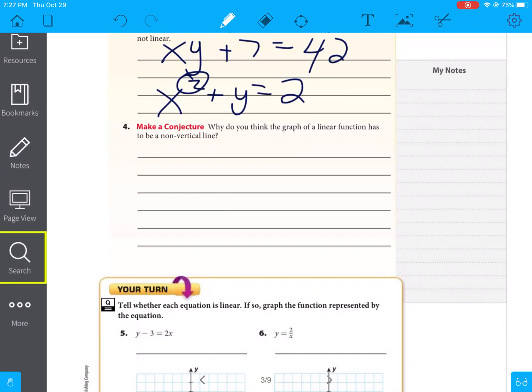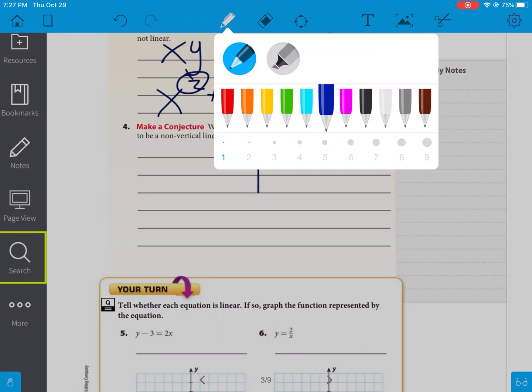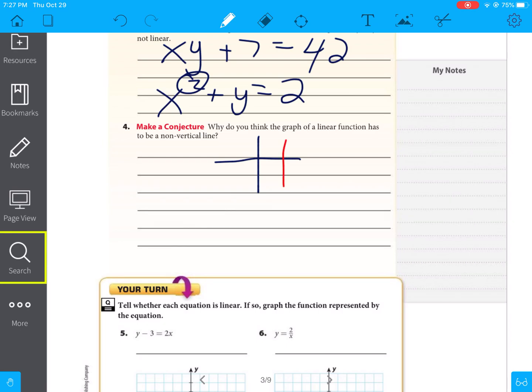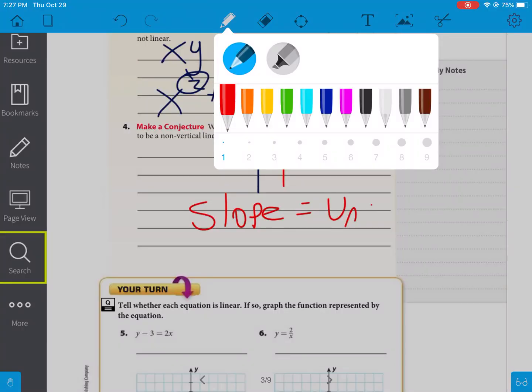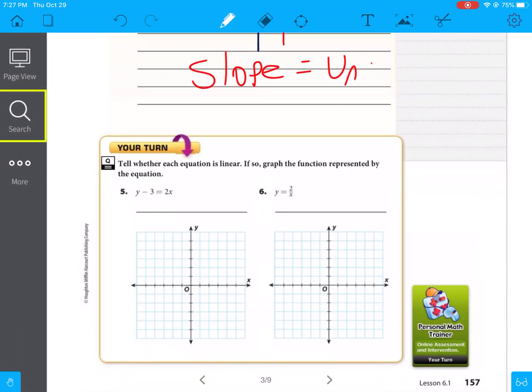All right, so also, why do you think the graph of a linear function has to be a non-vertical line? If you have a graph like this and you just have a vertical line like that, your slope is undefined. So it's undefined, and we'll explain a little bit more.